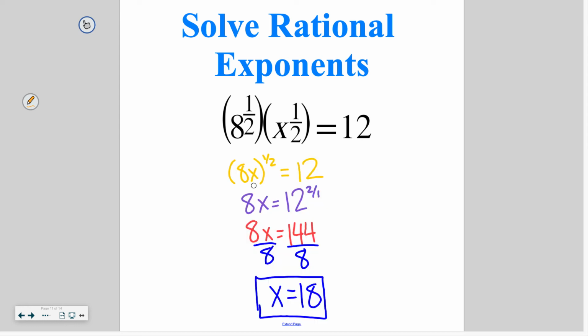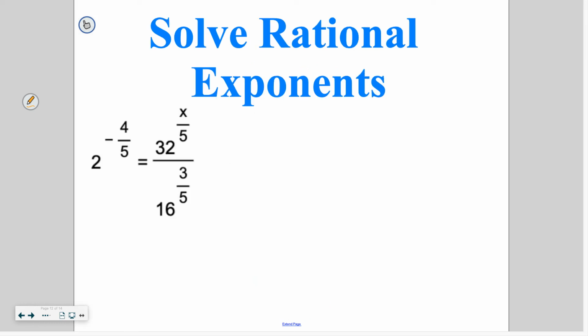So we combine, raise it to the reciprocal power, which is just to the 2nd power, divide by 8, gives you an answer of 18. Last thing we're going to look at is when we have some division going on. Again, when you combine these, you need them all to have the same base. So our bases right here are 2, 32, and 16. 2 is the smallest one. So we're going to use 2 as our main base.